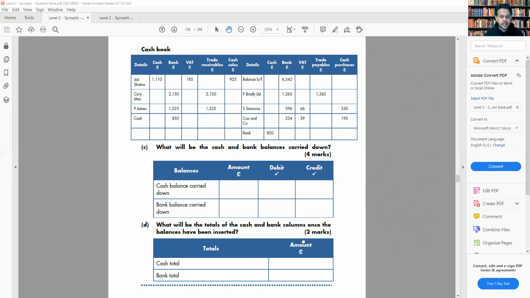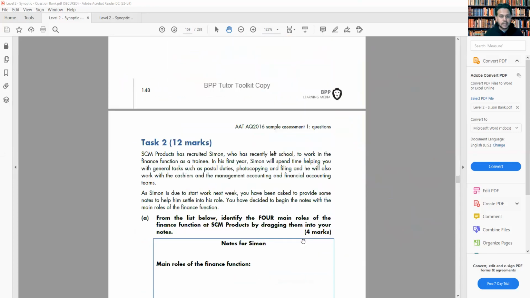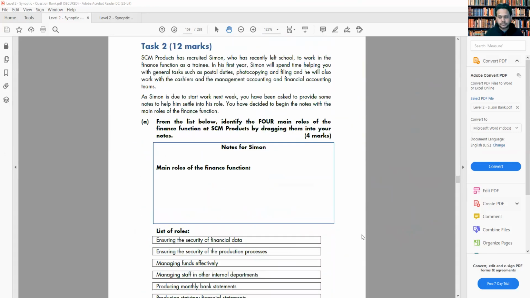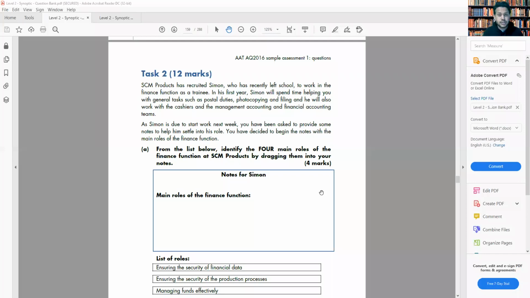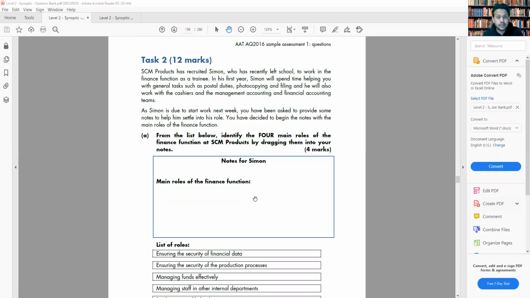All right, that's not a very difficult question. So let's have a look. Is there any more? Now we have task number 2. Task 2 is for 12 marks. This is more of a theoretical question, from our finance paper from level 2. So let's read this question first.